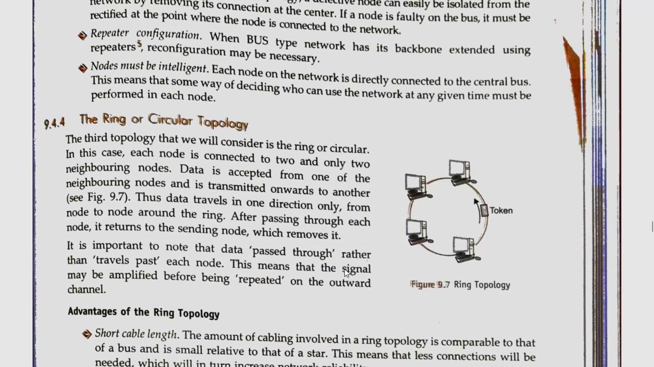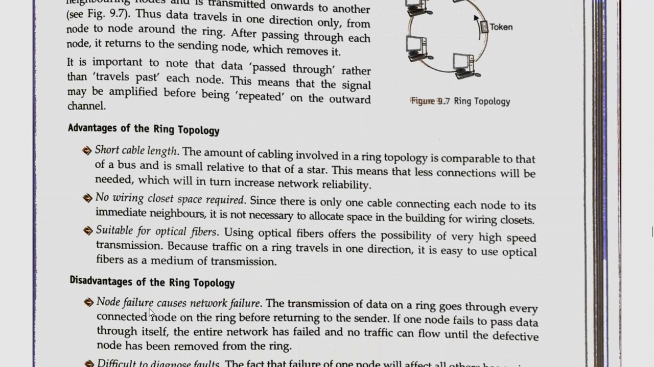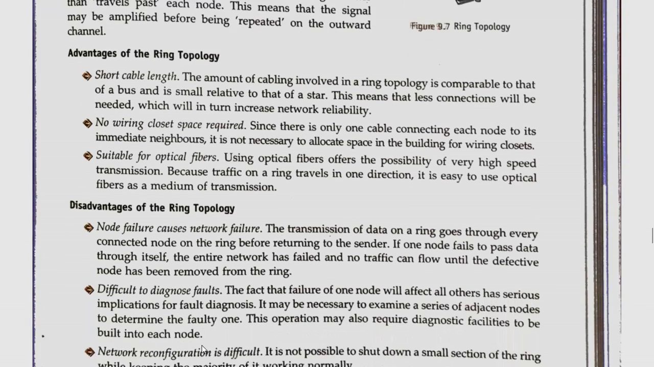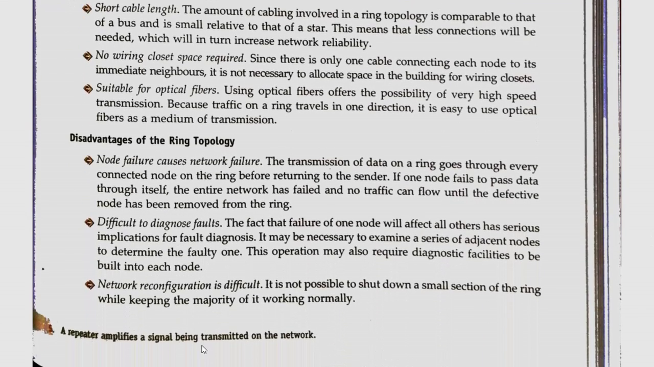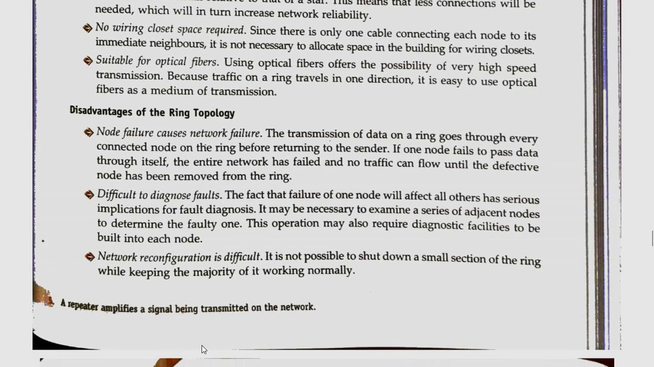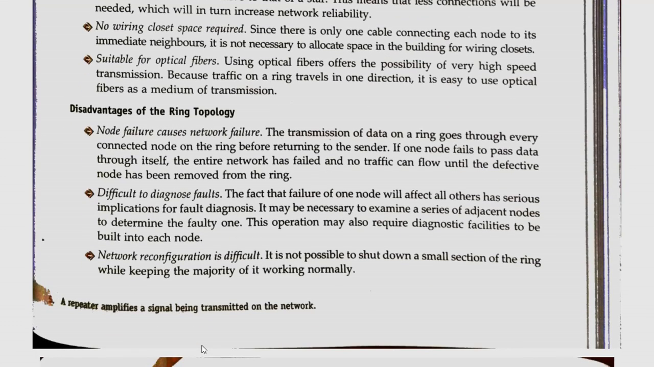So obviously there is a dependency on the other nodes. That's why we say that node failure causes network failure. Now, faults are difficult to diagnose, again since it is connected in a one-to-one configuration. So what will happen is there is a problem or difficulty in diagnosing the faults.